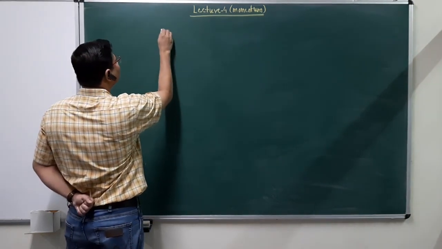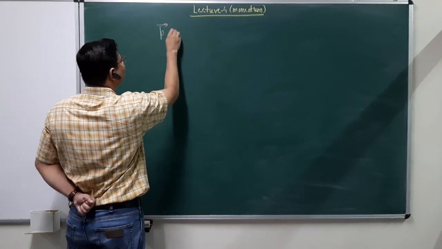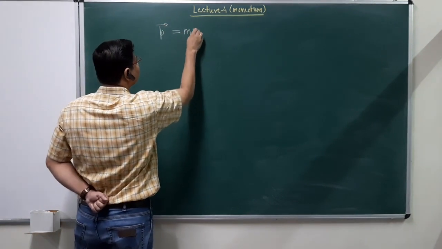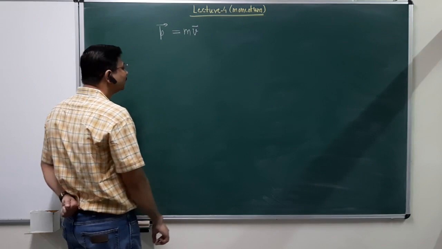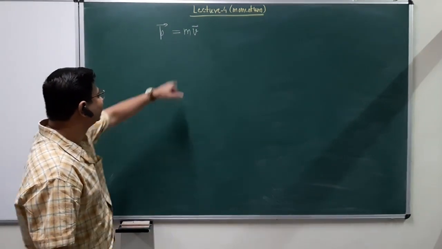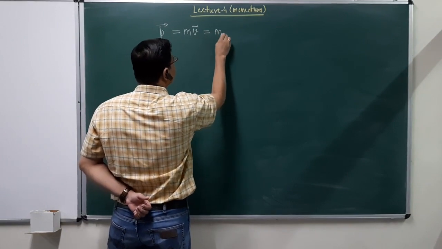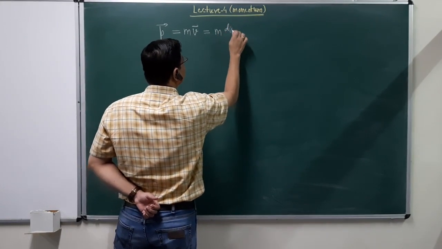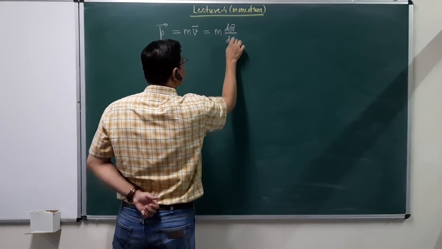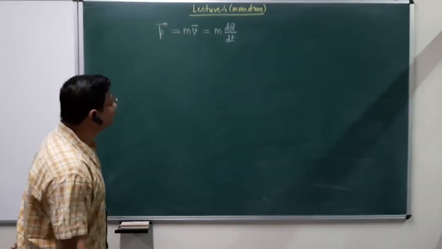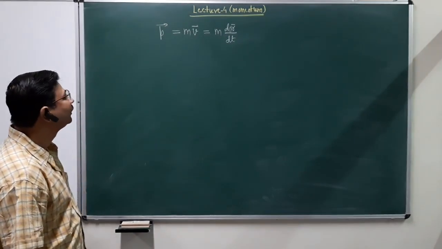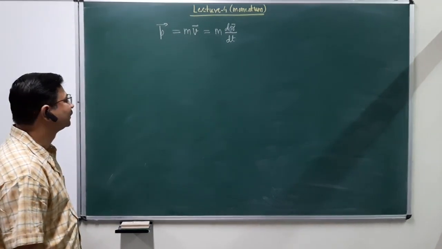However, we know that momentum we usually write as p. So this is the vector equation for momentum, which is basically mass times the velocity, and I can also write it in terms of, let me write it as, m dr over dt. Right. So this is the equation for momentum, or the momentum carried by a particle or the system.